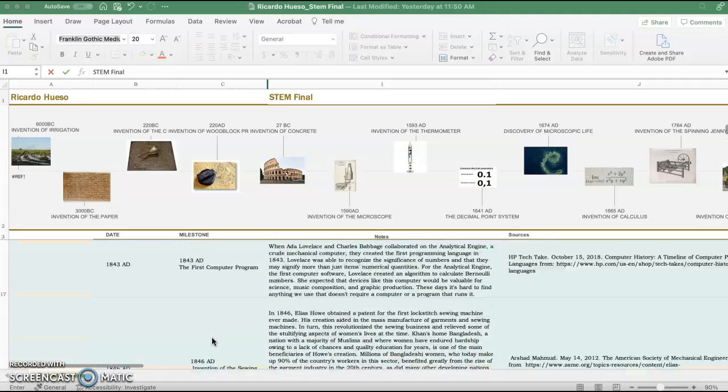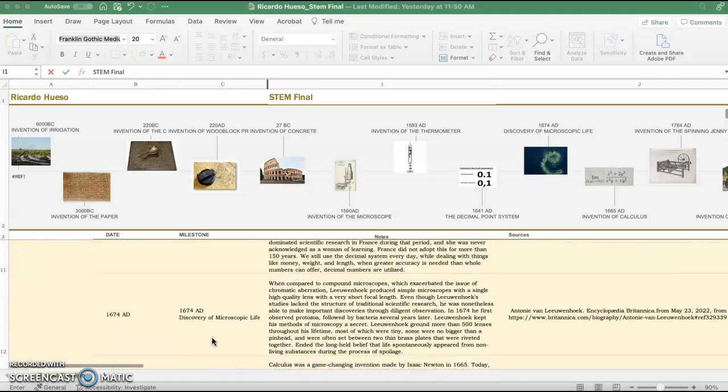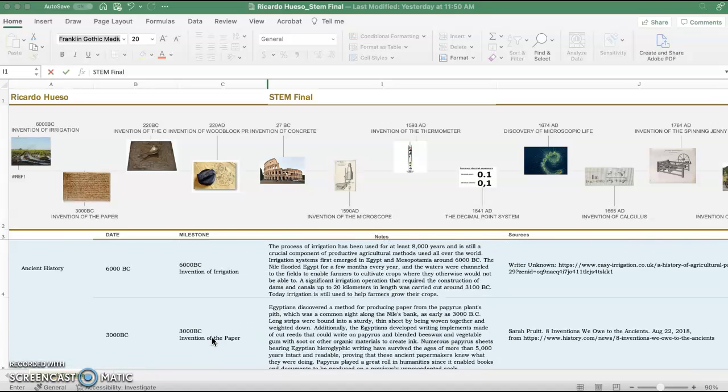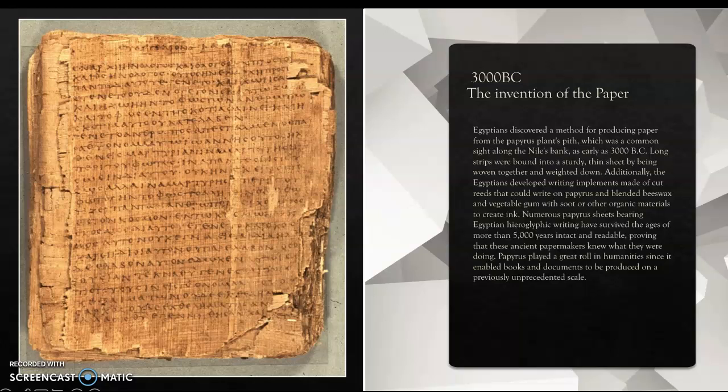We were asked to select a minimum of 1 invention or discovery from each era, and we will move forward to that. So next, again, we are discussing the 5 inventions or discoveries, 1 per era. The first one that I will talk about in ancient history is the invention of paper.